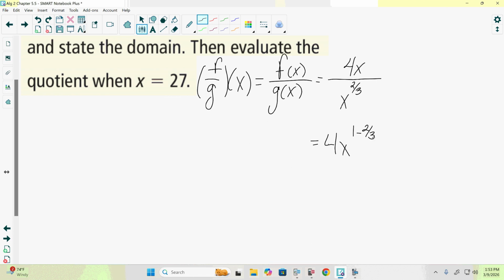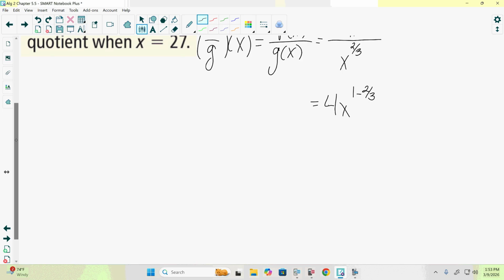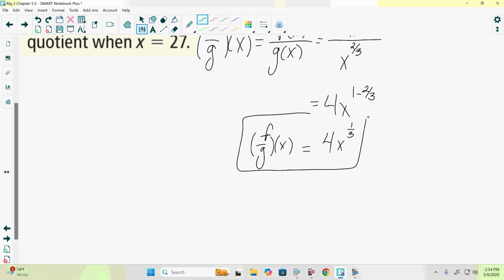So it tells me that I have 4 times x to the 1 minus 2/3. Now, if there was a number in front of x on the bottom of the fraction, we would divide those coefficients, 4 by whatever's on the bottom. If it simplifies, simplify it. If it doesn't, leave it in fractional form. 1 minus 2/3 is going to be 1/3, telling us that f divided by g of x is 4x to the 1/3.